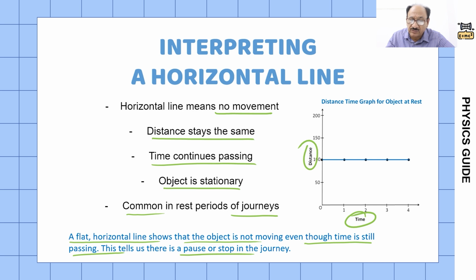In so many exam questions, they will give you a portion of the graph which has a horizontal line, and keep in mind, in a distance time graph only, a horizontal line is representing rest.